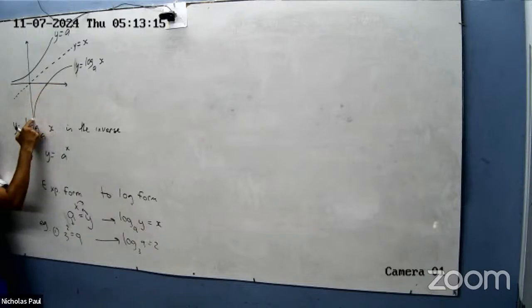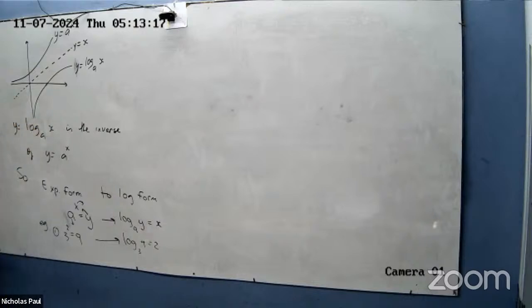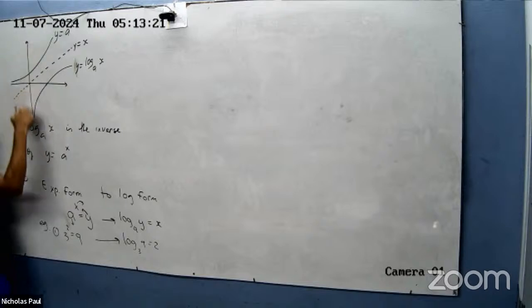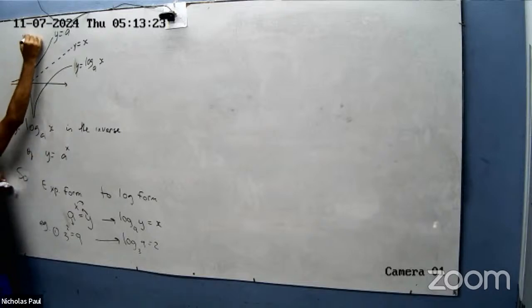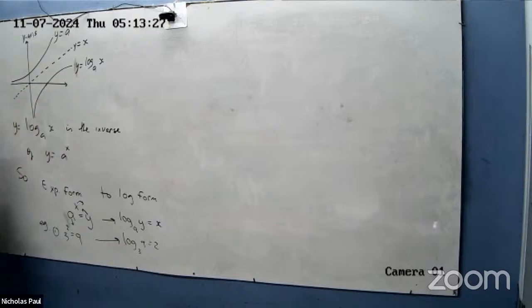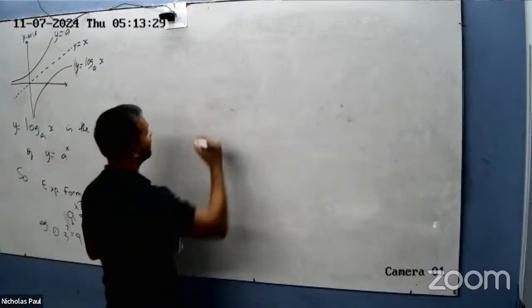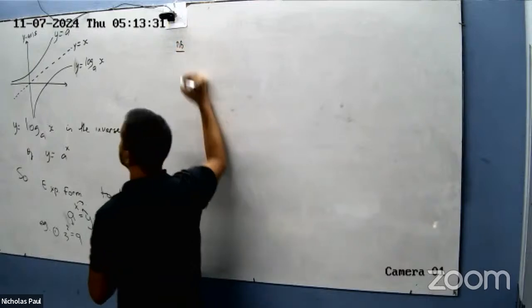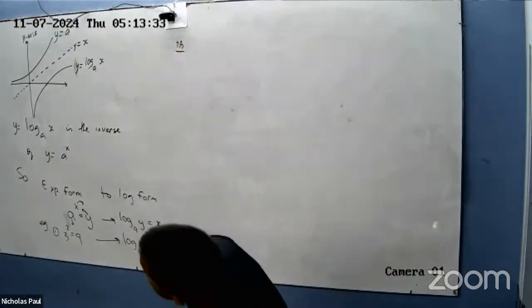What is this line called here, the y-axis, in terms of this function here? What do you call that then?